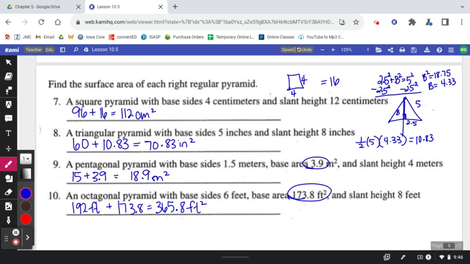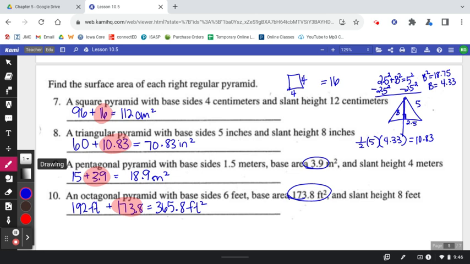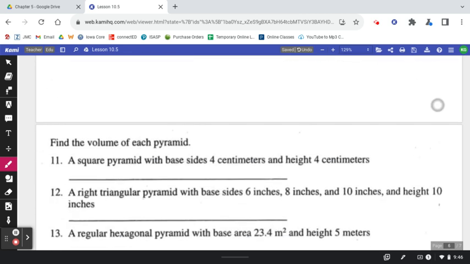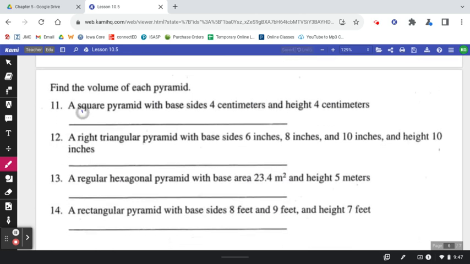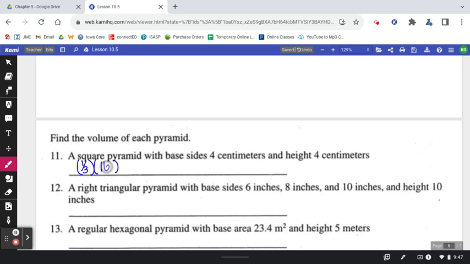Now we're going to need to keep all of these base areas handy because we're going to do volume next. So this one, the base area was 16, 10.83, 3.9. There's our base areas. We're going to need those for the next slide. So remember the formula for the volume was 1/3 the base area, which for the square pyramid was 16, times the straight height, which is 4. 1/3, 16 times 4. 21.3 centimeters cubed because we're talking volume.